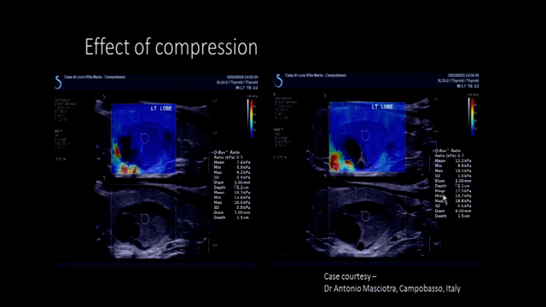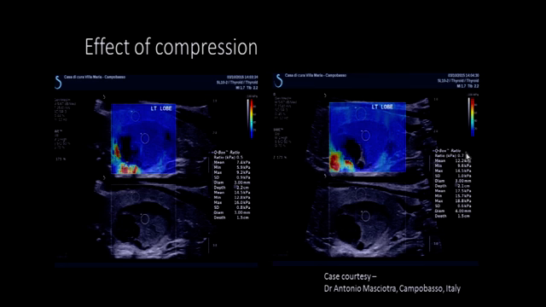This is an example again showing the effect of compression. This particular image was acquired without compression. This particular image was acquired with compression. And you can see that the strain ratio, the strain changed. Here the maximum kilopascal value in the surrounding thyroid is 9.2, with in the lesion about 16 kilopascals. With compression, it changed to a maximum of 14.5 in the normal thyroid, and a maximum of 18.8 in the nodule itself.